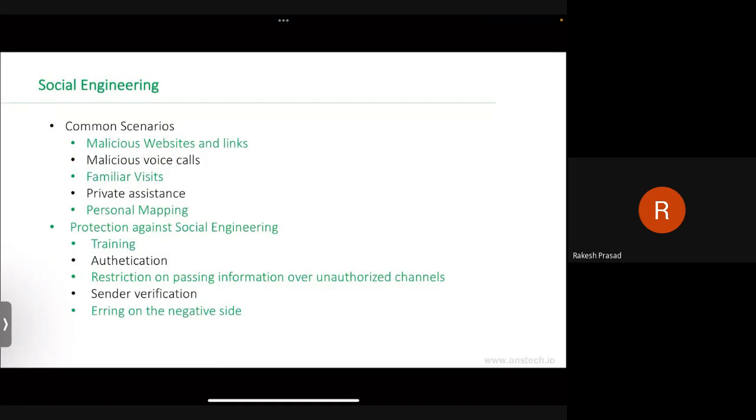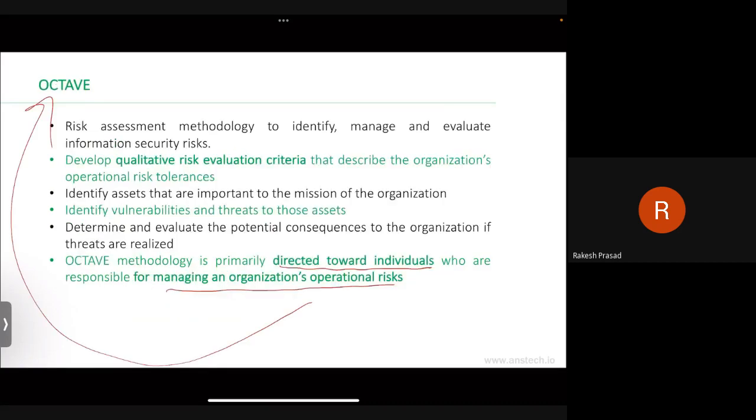So now, gentlemen, with this, we have come to the end of the risk management topic. So we are done with risk management. And these are the risk frameworks which you should know: OCTAVE, NIST, COBIT. COBIT we have already discussed. And COSO. At times you might get a question on the Treadway Commission. Remember, Treadway Commission means COSO. Just keep that in mind.